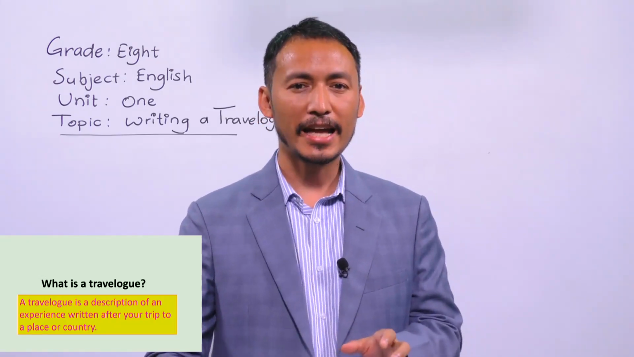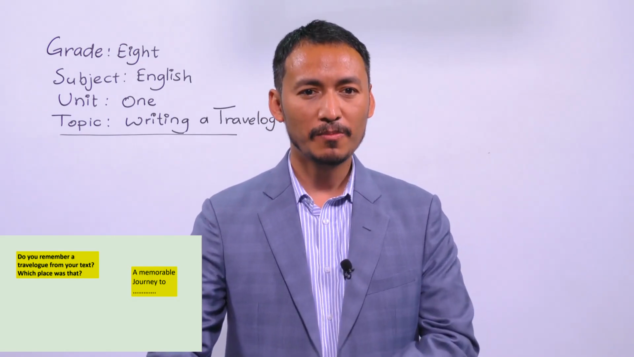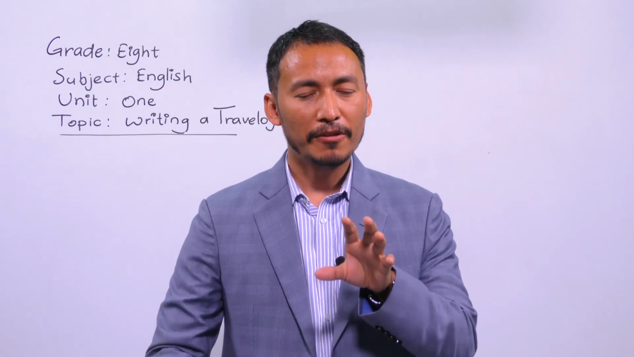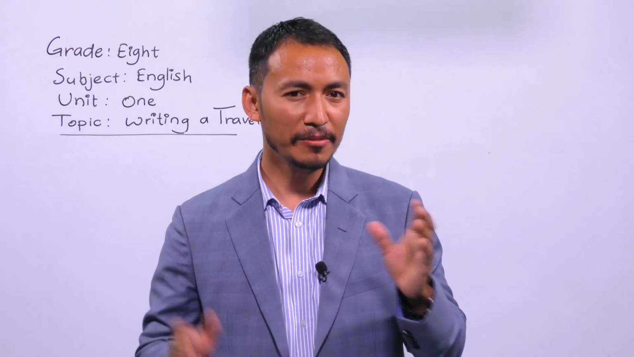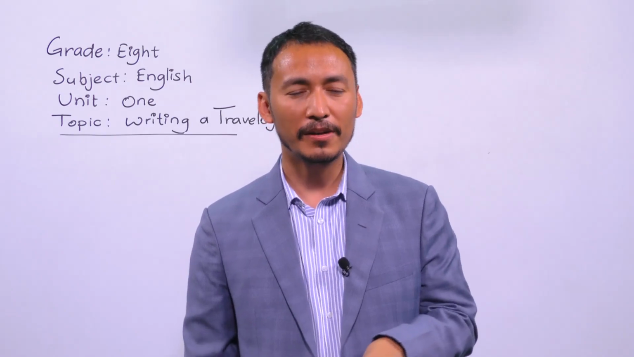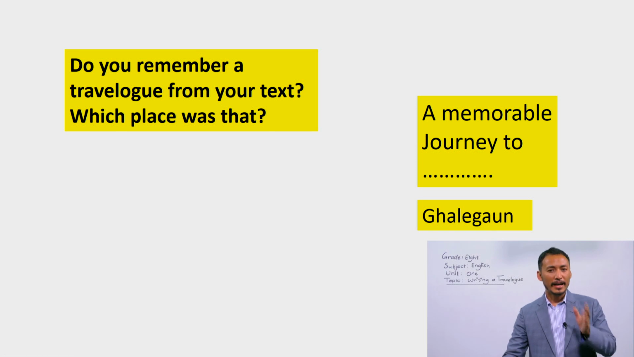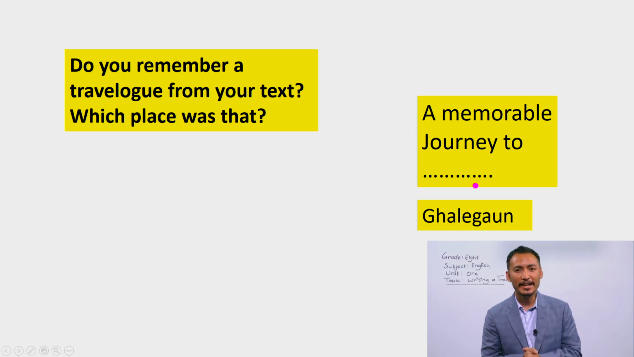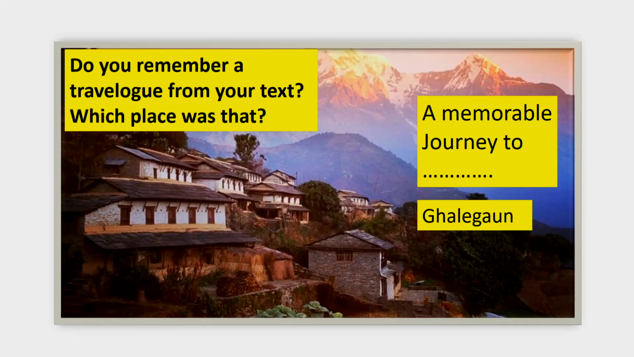Then let's have a look at your textbook and try to remember a Travelogue from your Unit 1. Can you remember that place? What was that about? Do you remember a Travelogue from your text? Which place was that? I have a title here: A Memorable Journey to, what was that? Golegaon, right? Yes. So this is what Golegaon looks like. You can see the picture.